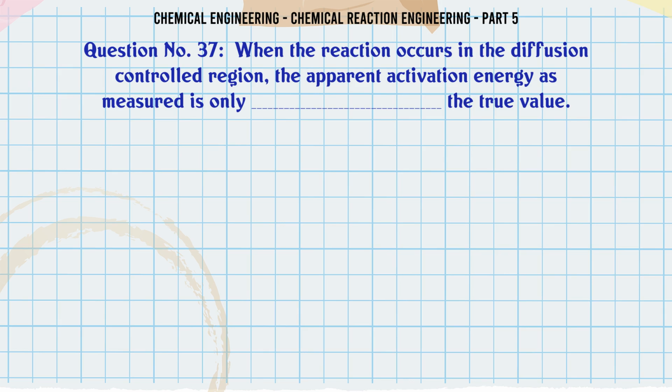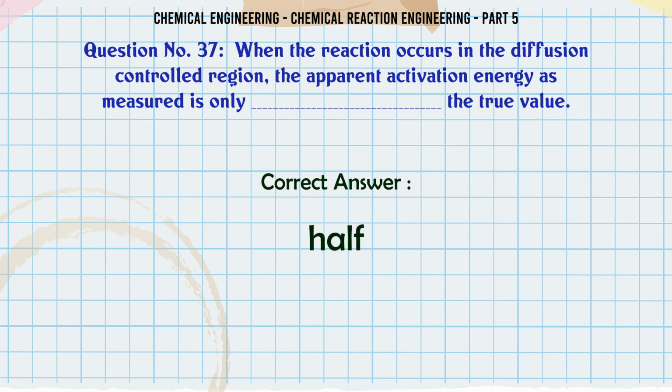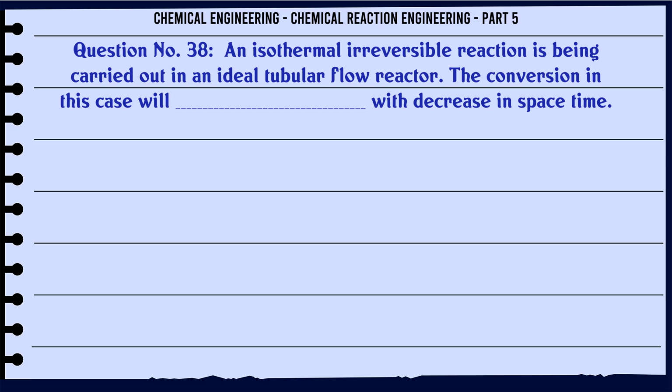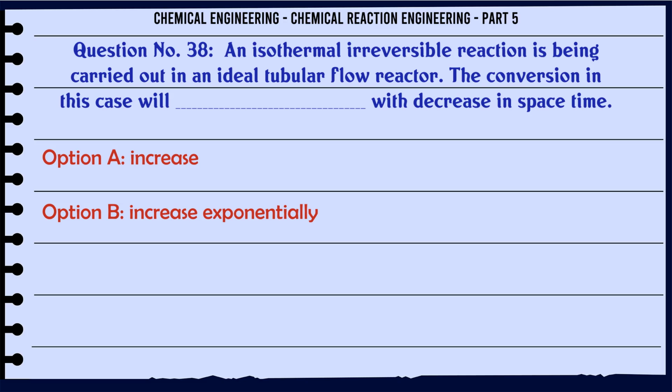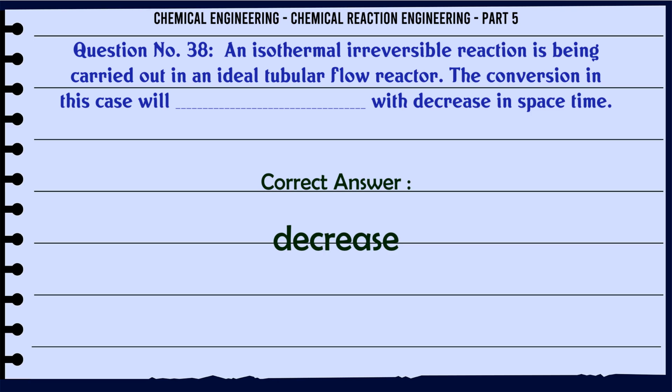When the reaction occurs in the diffusion-controlled region, the apparent activation energy as measured is only the true value. A. Twice. B. Half. C. Equal. D. None of these. The correct answer is half. An isothermal irreversible reaction is being carried out in an ideal tubular flow reactor. The conversion in this case will with decrease in space-time. A. Increase. B. Increase exponentially. C. Decrease. D. Remain unchanged. The correct answer is decrease.